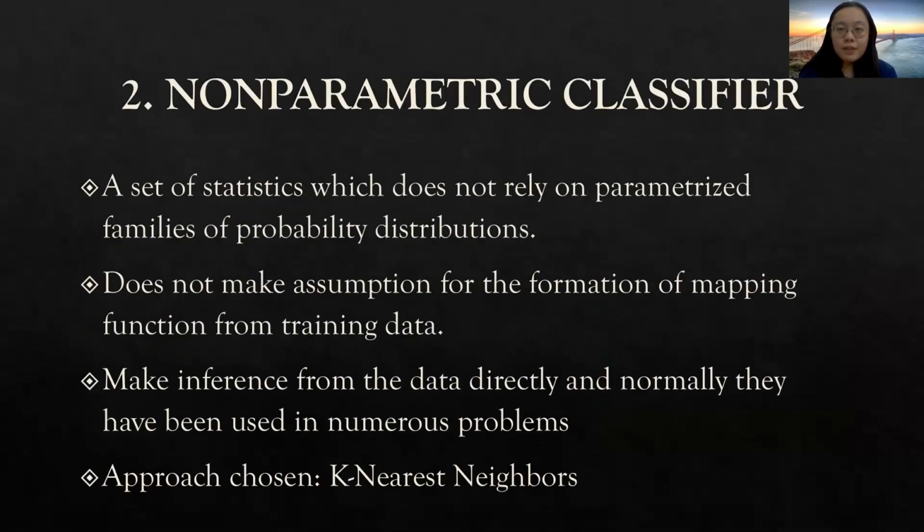The second model of our project is non-parametric classifier. It is a set of statistics which does not rely on parametric families of probability distribution. Non-parametric classifier does not make assumptions for the formation of mapping functions from training data, but it can make inference from the data directly, and normally they have been used to solve numerous problems. The approach chosen from non-parametric classifier is k-nearest neighbor.